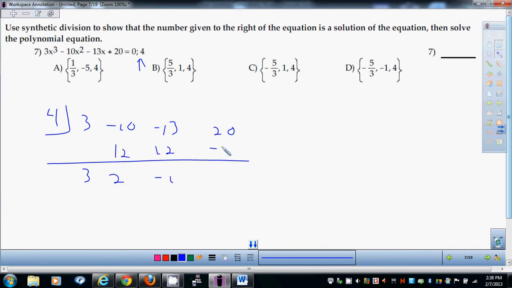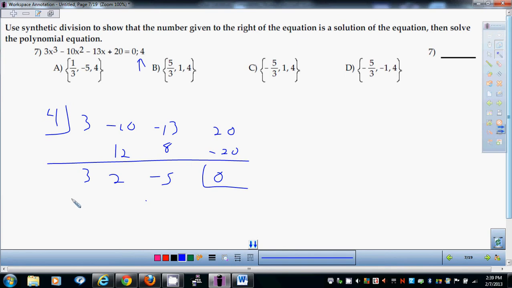Dang it. Okay, 3, negative 10, negative 13, positive 20. Drop, multiply. This should be positive, yes. But this is 8. Silly Mr. Crawford. That's 8. So it's negative 5, negative 20. Shebang. Your depressed polynomial.